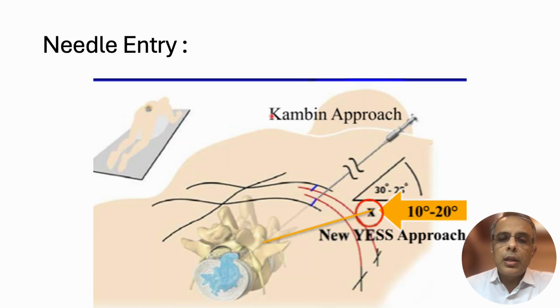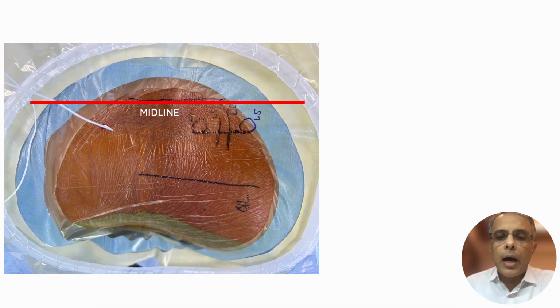So this is the needle entry point. If you see this area, the Kambin zone, which is generally at the lateral border of the quadratus lumborum, or the flank of your back starts curving. That is the area which is called the Kambin's approach point or the lateral border of the quadratus lumborum. The Young's approach is slightly more lateral, and I'll take you through in the next slide how to take this Young's entry point in our patient.